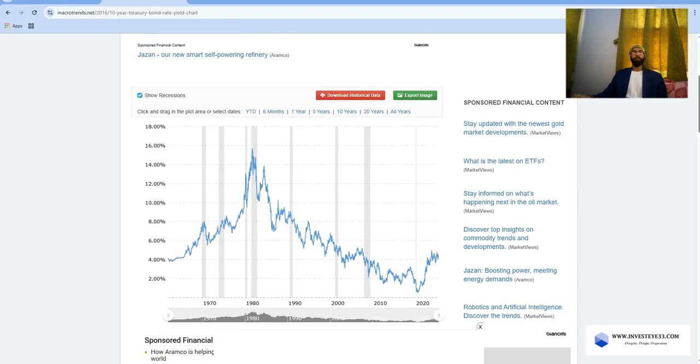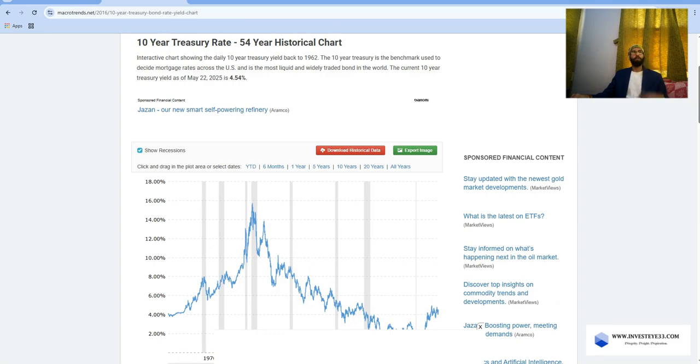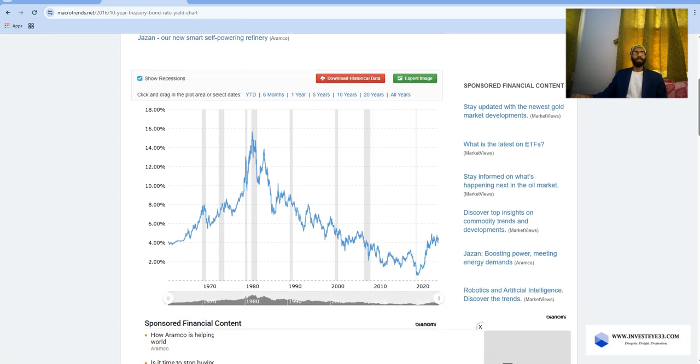Now here we are watching the trend of the 10-year treasury rates for the last 50 years, 54 years to be precise, and you can see in the year 1981, the rates reached almost 16%, around 15.5%, right? This is the Paul Volcker period, and around 10 years after the fiat currency status was achieved by the US dollar. From then on, there has been a steady decline. You can see the rates have declined.